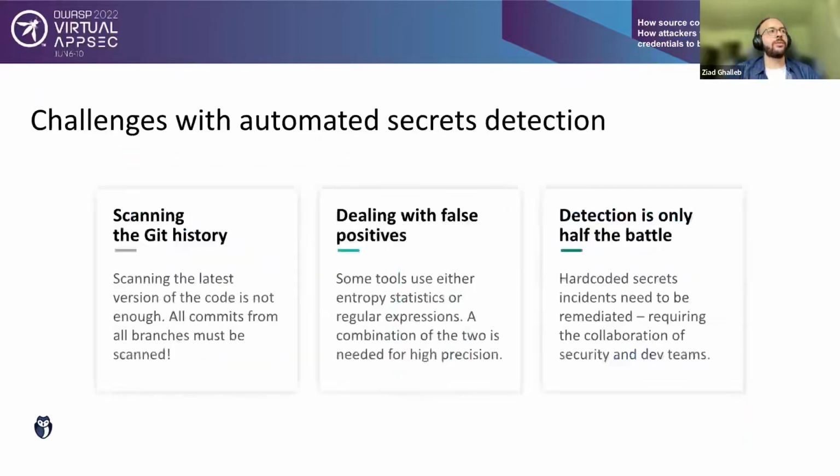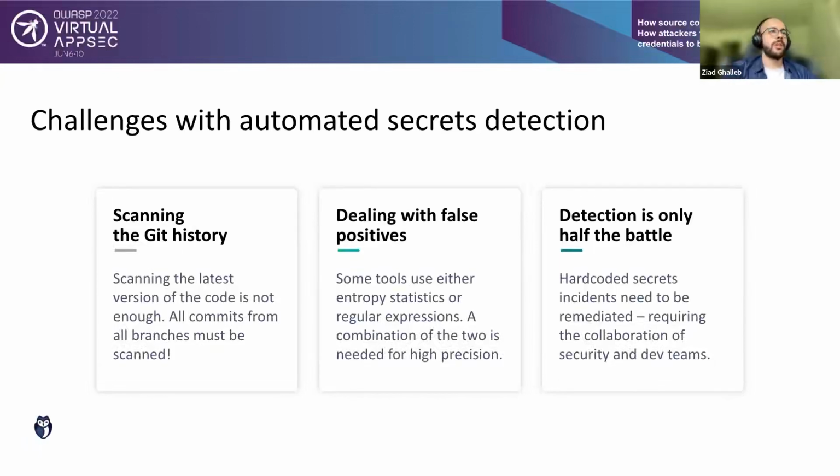Now, there are lots of challenges with automated secrets detection. One of them is scanning the Git history. Scanning the latest version of the code is not enough to prevent secrets from being used. You have to take a look at all commits from all branches and make sure that none of them contain any valid secrets.